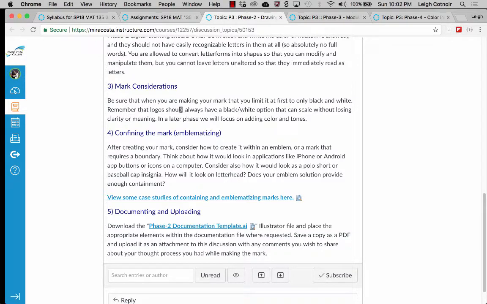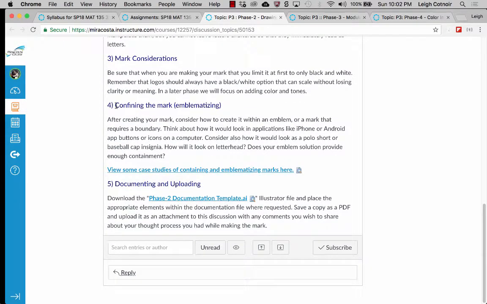All right, and so later we'll talk about color in a different assignment phase, but right now it's just black and white. Okay, and so then this next part, confining the mark or making it an emblem, emblematizing it, you need to think about how to do something that requires a boundary, right? So some marks are going to require a boundary. Like for instance, if you were to make an app icon, think how it would look on an iPhone or an Android. Also, like on a polo shirt or a baseball cap insignia, things like that, letterhead and so on.